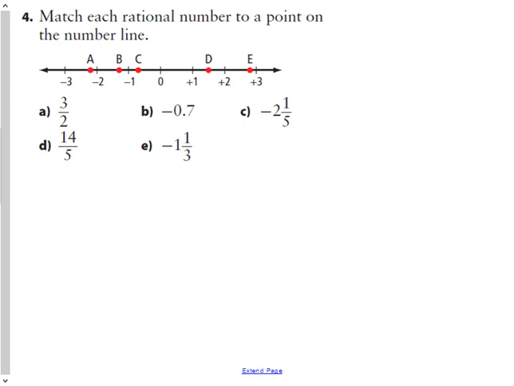For the next one, for B, negative 7/10, well we know this is 0 and 1. So negative 7/10 is somewhere between nothing and negative 1. And since there's only one letter in between there, we know the answer for that has to be C.